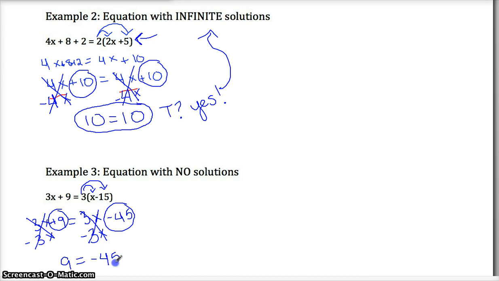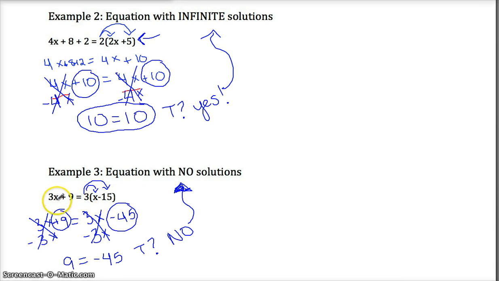So this statement, this is almost like a statement, this equation is saying that 9 equals negative 45. Is that true? Does 9 equal negative 45? Are they the same thing? So they are not, which means that this equation has no solutions. So when you solve this, there is absolutely no number that you can plug in to both of the x's in this equation that will make this true.